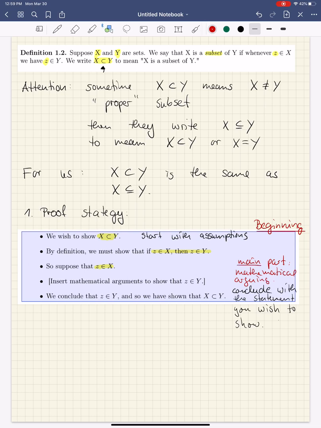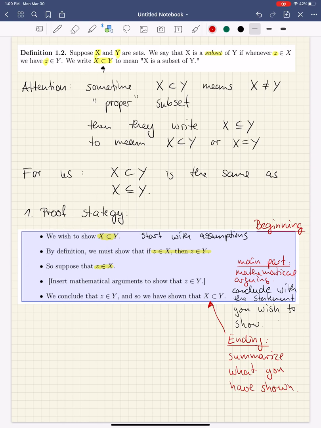And then you have an ending where you summarize what you have shown. This is nothing specific to this proof strategy I wanted to introduce here. This is something you should always keep in mind when you write a proof. You want to start with your assumptions. Then in the middle, you want to argue why whatever you want to show is true. And then in the end, you want to summarize what you have shown and let the reader know you're done.